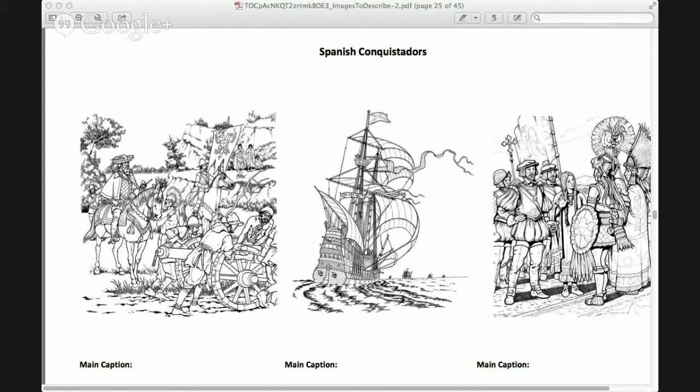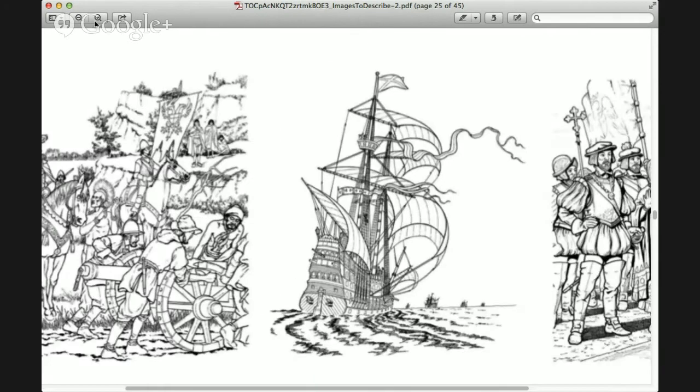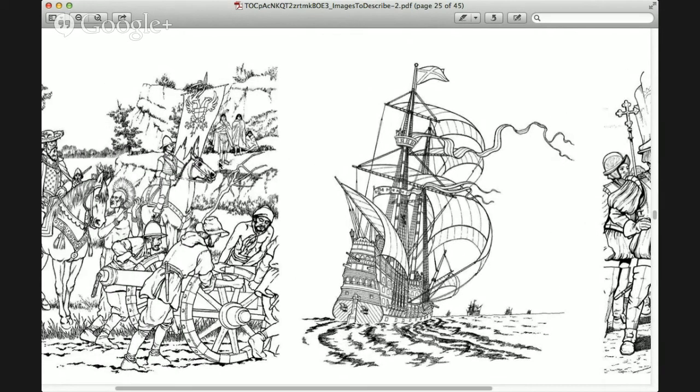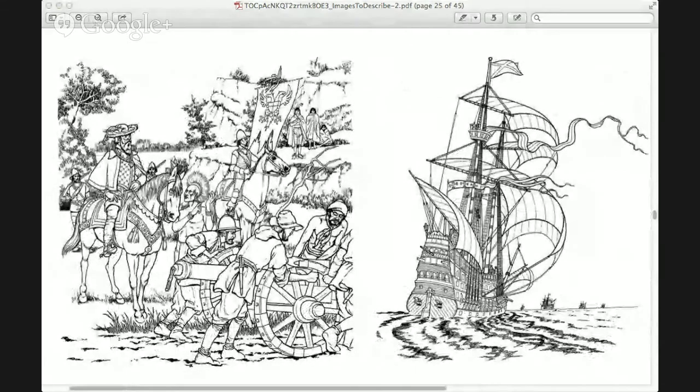Yes. Okay, cool. Welcome. And, okay, so today we're going to describe some images. So the first ones are the Spanish conquistadors.